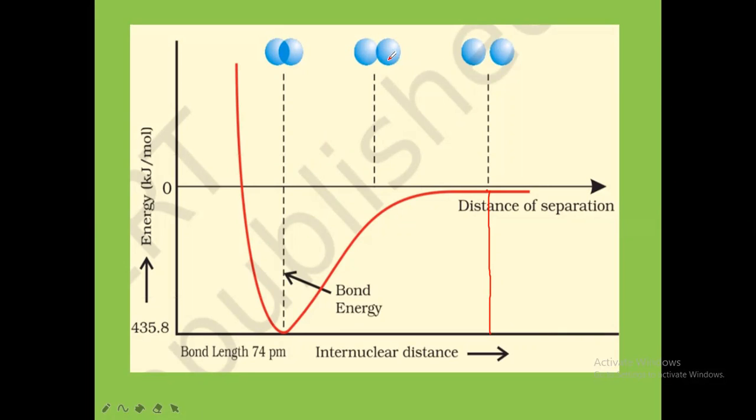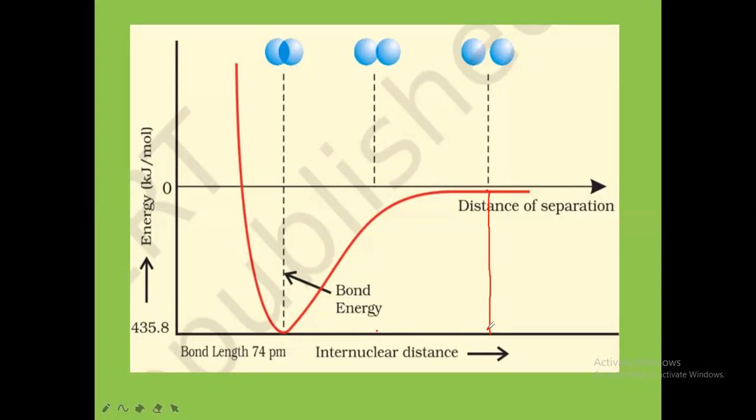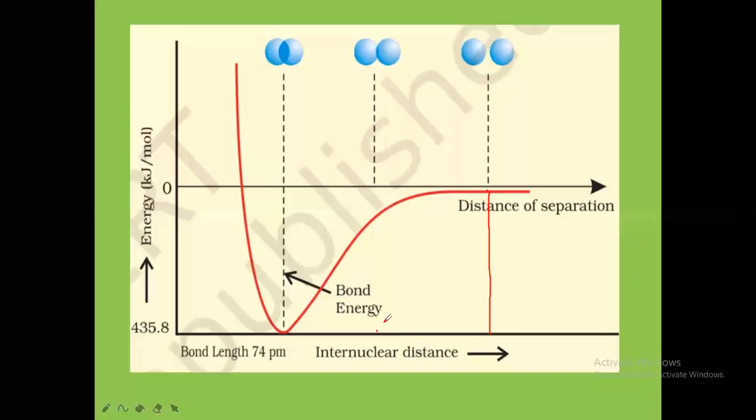In this condition, what happened? The two atoms approach each other. When the two atoms approach each other, the distance between the two nuclei will decrease. Here the two atoms are away from each other, and here the two atoms are close to each other, contacting each other. Internuclear distance became less. Now what happened to the energy? At this point, energy on the y-axis became less. So energy becomes less when they come close to each other.